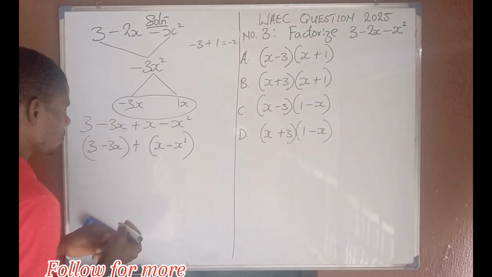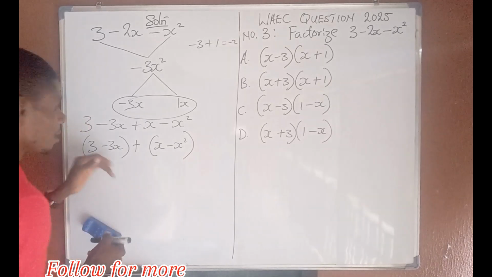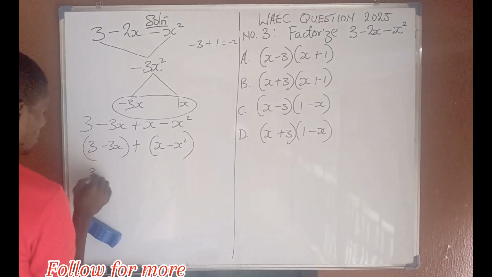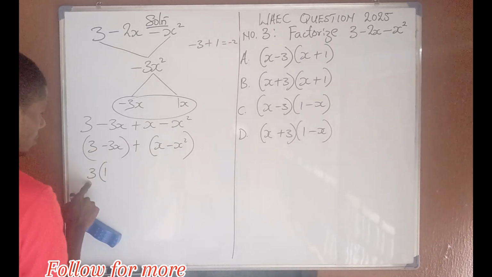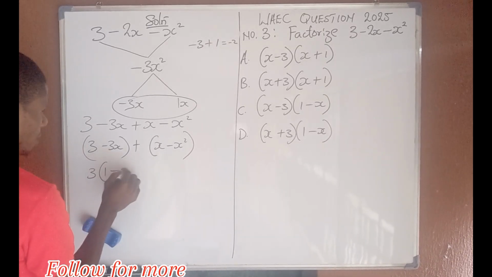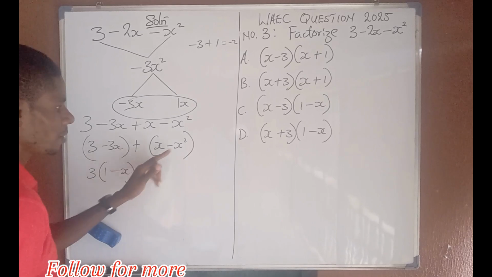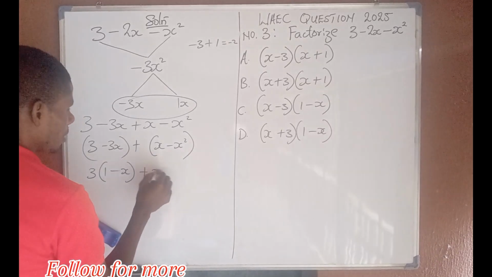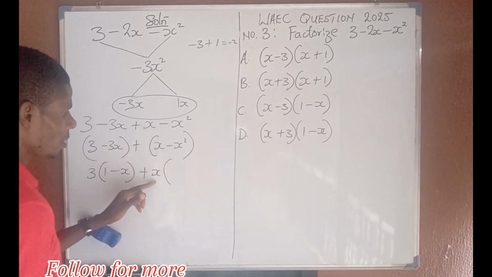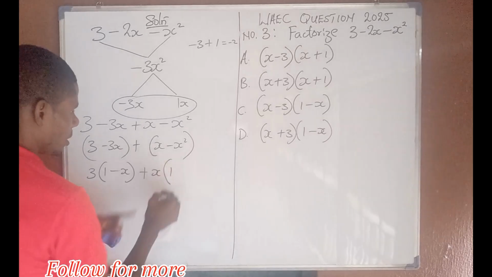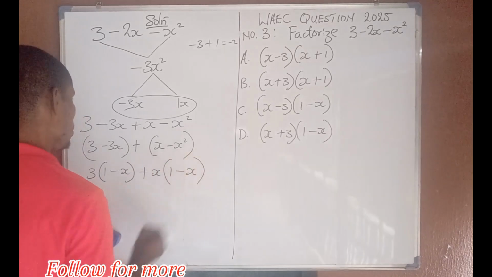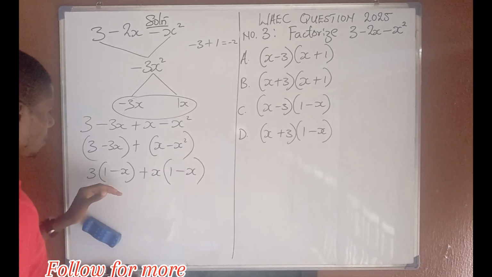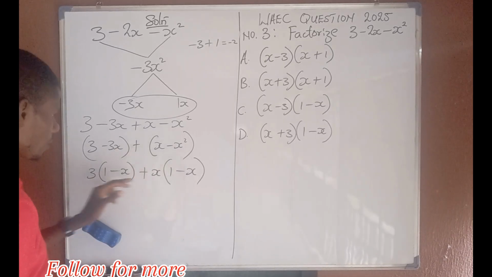Between this and this, what is the common factor? What can divide this and this? I have 3, because 3 can divide this and this. If 3 divides this 3, I have 1. If 3 divides minus 3x, I'll have minus x. Then, what can divide this and this? I'll only have x outside. So x divides this, I'll have 1. x divides this, I have 1 minus x. So looking at the bracket, we have 1 minus x, 1 minus x.